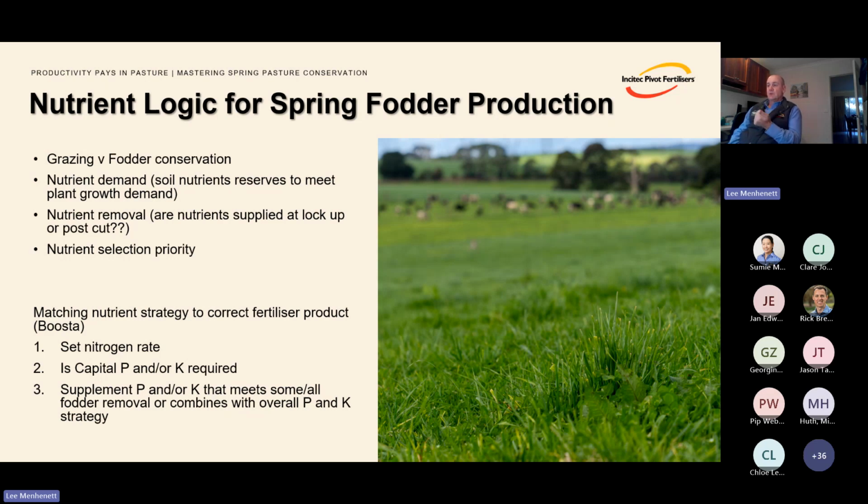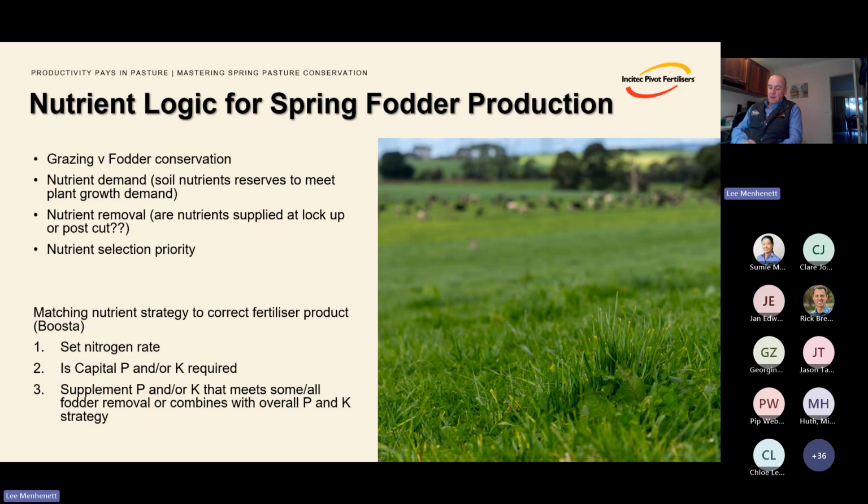We're also looking at nutrient removal. We just spoke about those silage cuts in the Goulburn Valley, but we've got to look at when we're removing those nutrients, either from grazing or from silage hay production. Are we looking at putting those nutrients on prior to lockup, or post lockup? So there are a couple of nuances there. And then how do we actually select the nutrients that are going on those paddocks? What is the priority around selecting the nutrients in order to make sure that we can match it to the right product?